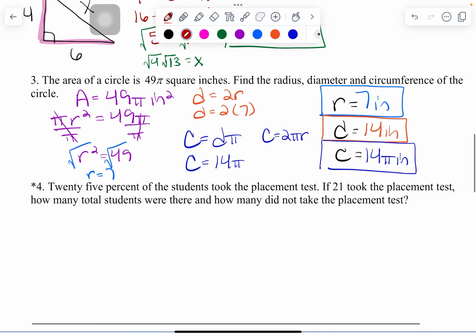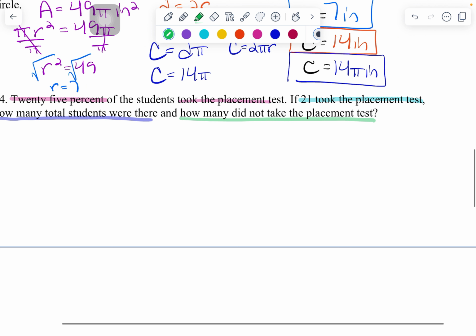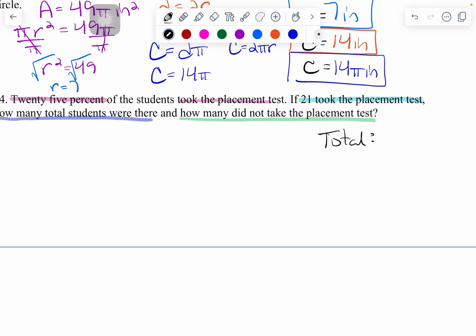All right, last problem here is a percent problem. It says 25% took the placement test. 21 students took the placement test, and I am asking for 2 different things. I'm asking how many total students were there, and I want to know how many students did not take the placement test. So off to the side here, I'm going to make a little note: I want to know the total students, and then did not take. This way I know I've got 2 different answers I'm looking for.